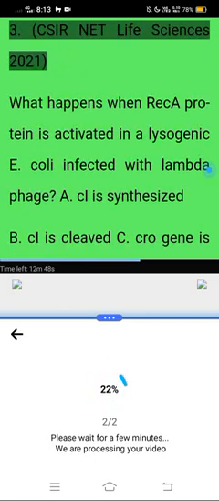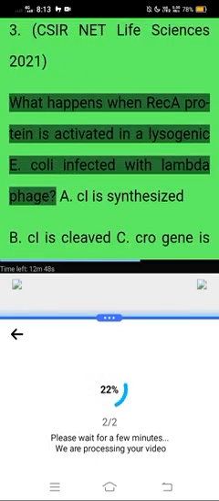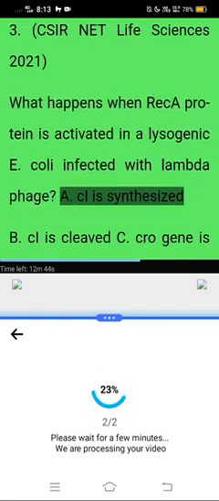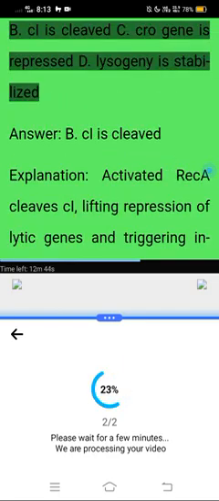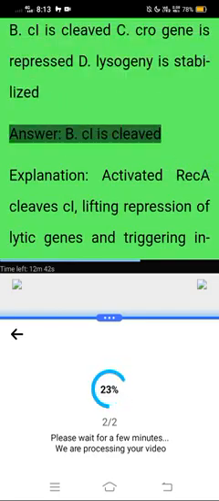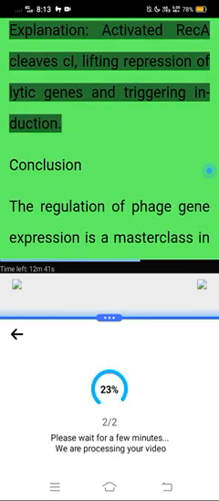3. CSIR-NET Life Sciences 2021. What happens when RecA protein is activated in a lysogenic E. coli infected with lambda phage? A cI is synthesized. B cI is cleaved. C Cro protein is repressed. D Lysogeny is stabilized. Answer: B, cI is cleaved. Explanation: activated RecA cleaves cI, lifting repression of lytic genes and triggering induction.